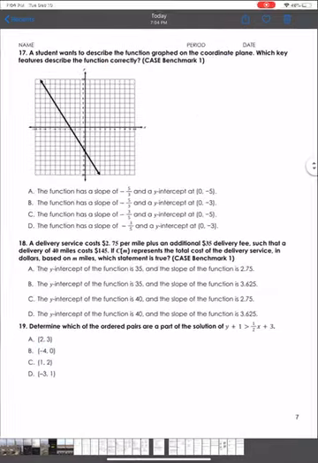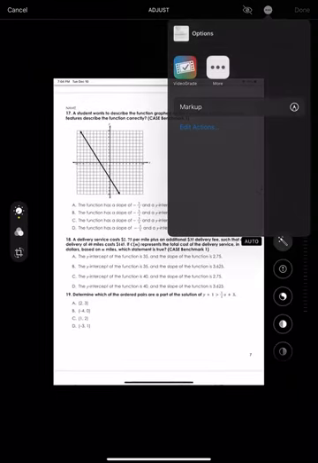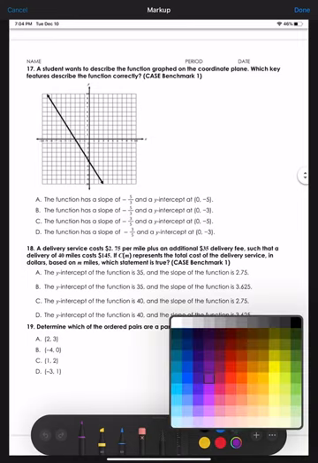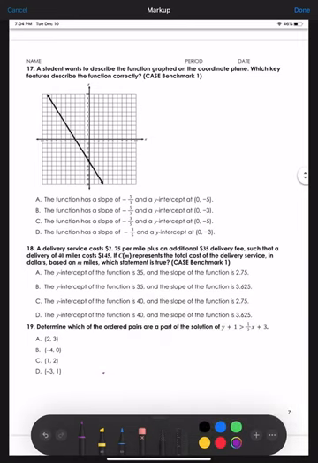All right. This one says, a student wants to describe the function graphed on the coordinate plane. Which key features describe the function correctly? Key features meaning, and you can look down here, slope and y-intercept in this case. So I'm going to go ahead and just look at my graph and write that down, M and B, and then I can pick the answer that matches.